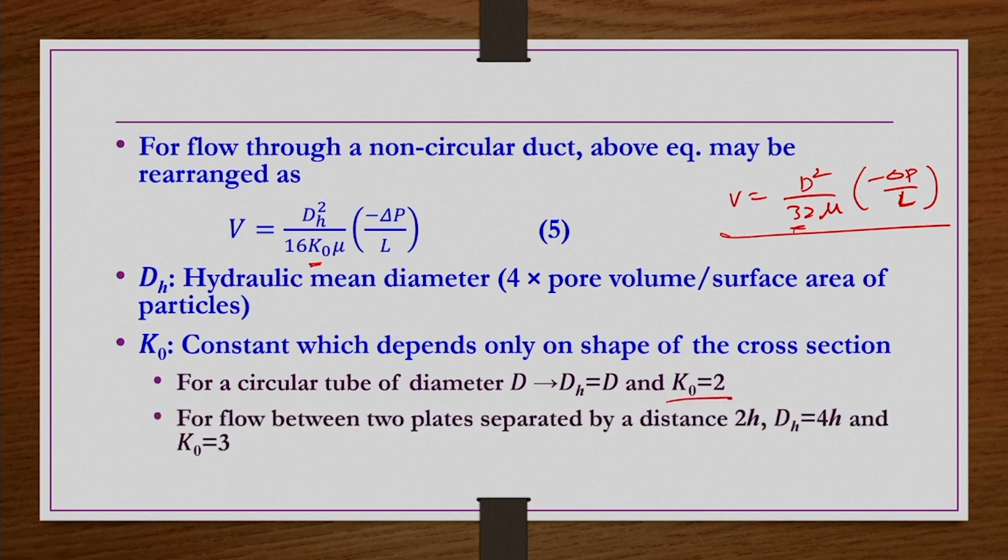So, that is for a circular tube of diameter d equals dH, K naught should be 2. Likewise, for flow between two plates separated by a distance 2h, dH should be 4h and K naught should be 3. This flow between two plates we have already derived in a couple of lectures before. There also we have the average velocity expression, and when you rearrange that equation in this kind of form, you get K naught equals 3. Okay.